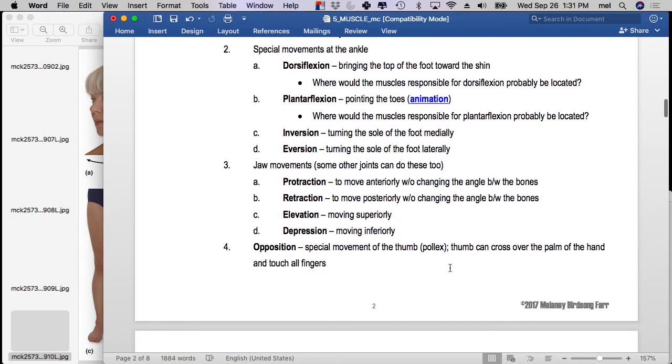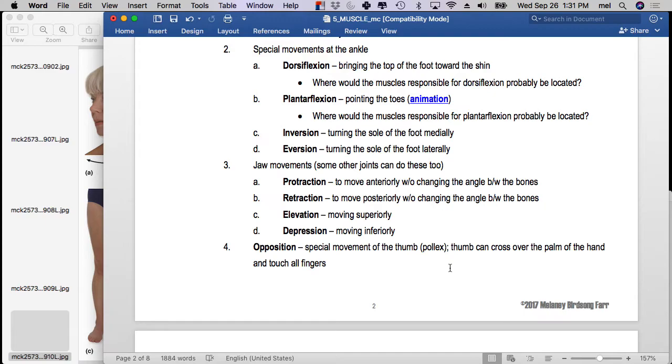And then special movements at the ankle. Somebody didn't get the memo and they named two different opposite functions, both flexion. They're like, I'm just starting to get this, and then they change it because that's what they always do. So dorsiflexion and plantarflexion, you ready? Dorsiflexion. You name for what you move toward with dorsiflexion and plantarflexion.